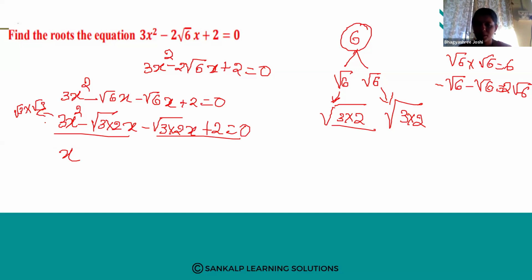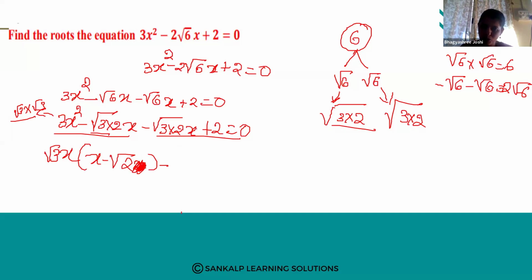Root 3 into root 3, we can write, right? So here also root 3 is there. Here also root 3 is there. Therefore, I will take root 3 common. So root 3 into x taken common, what I will get? I will get in the bracket x minus root 2. Sorry, x I have already taken out. So x minus root 2 minus.